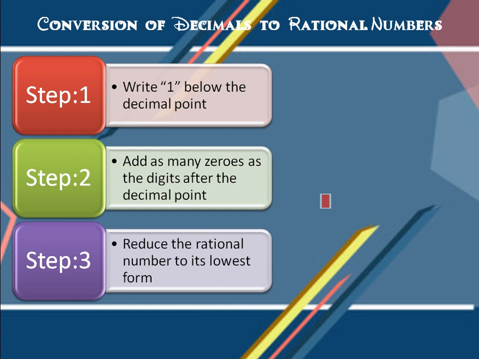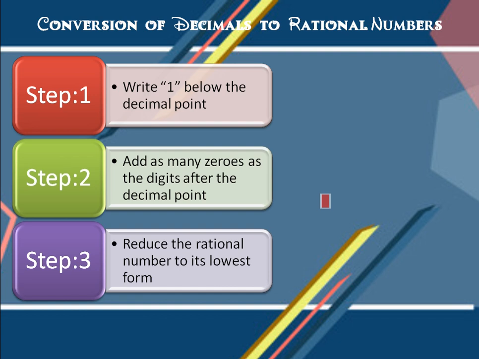Decimal point के नीचे आपने 1 लिखना है in the denominator. Step 2. Add as many zeros as the digits after the decimal point. Count the digits in the decimal point और जितने digits होंगे आपने उतने zeros 1 के आगे denominator में लगाने होंगे. In this same step, you will get rid of the decimal point. And step 3 is reduce the rational number to its lowest form.